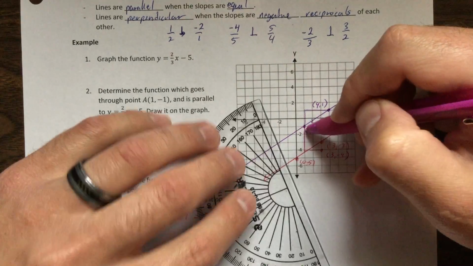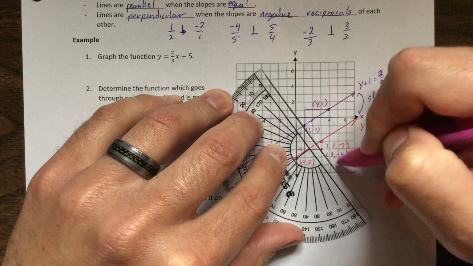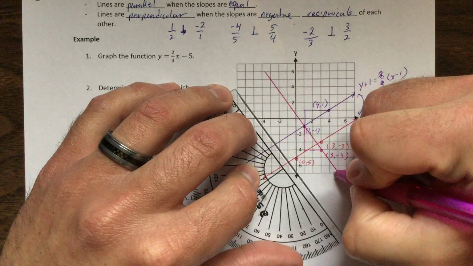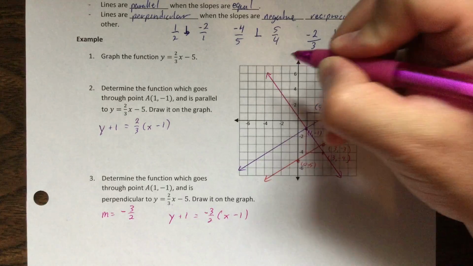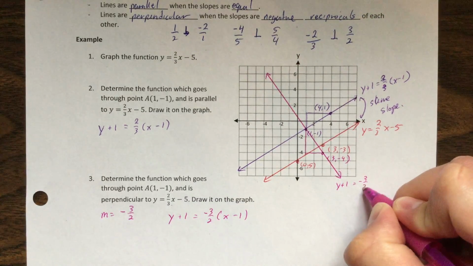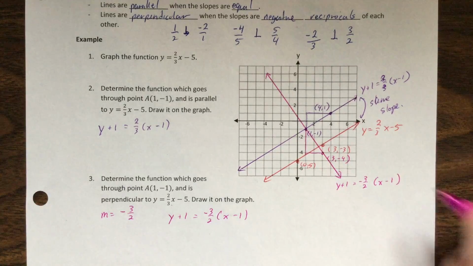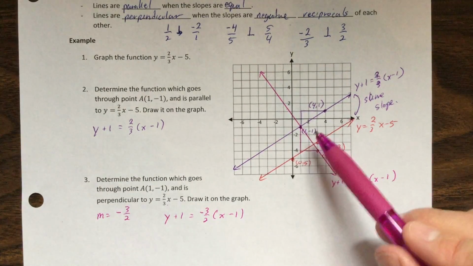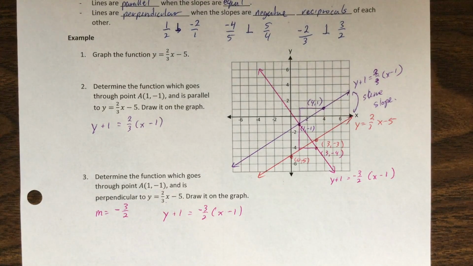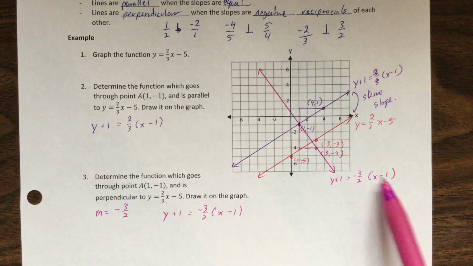Now I know we're really putting a lot of stuff onto this graph here, but that's okay. And this becomes our perpendicular line: y plus 1 is equal to negative 3 over 2 times x minus 1. And again, that's perpendicular to these two lines because the slope is a negative reciprocal of the other one. So that's important to recognize, that our slope is a negative reciprocal.